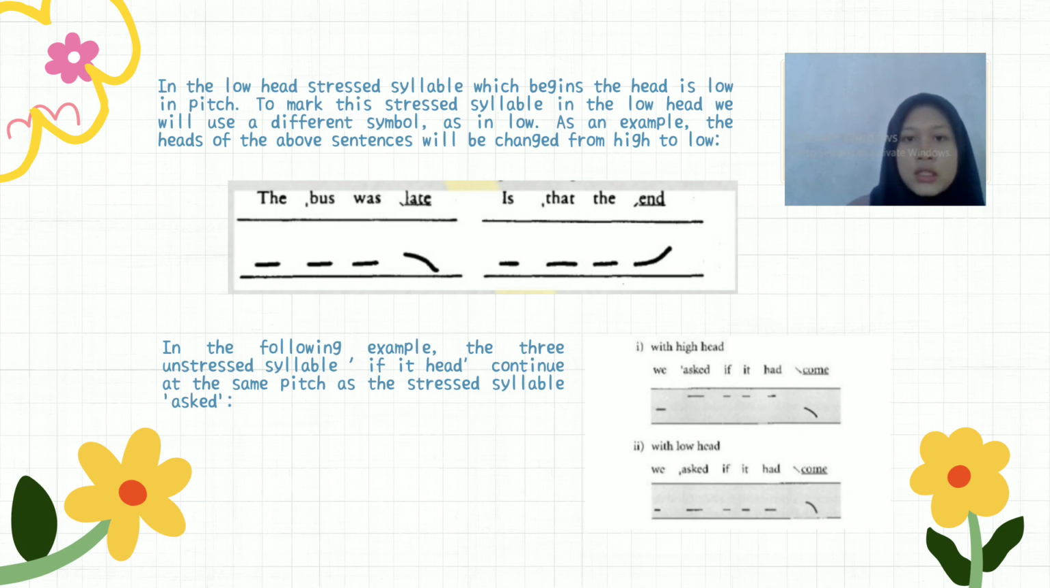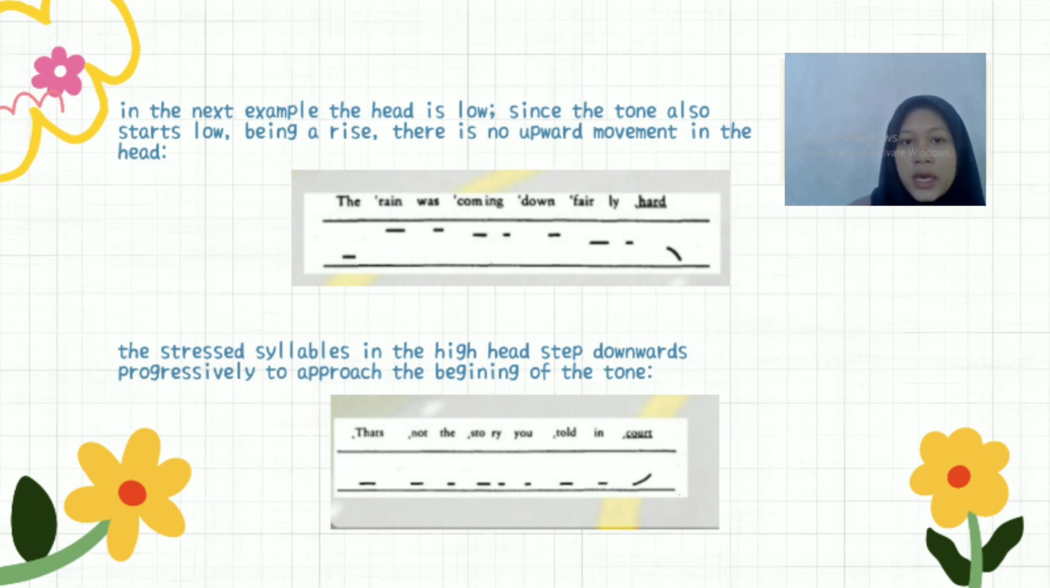To mark this stressed syllable in the low head, we will use a different symbol. As an example, the heads of the above sentence will be changed from high to low. "The bus was late. Is that the end?" In the following example, the three unstressed syllables of "if it had" continue at the same pitch as the stressed syllable. With high head, we ask "if it had come." With low head, we ask "if it had come."